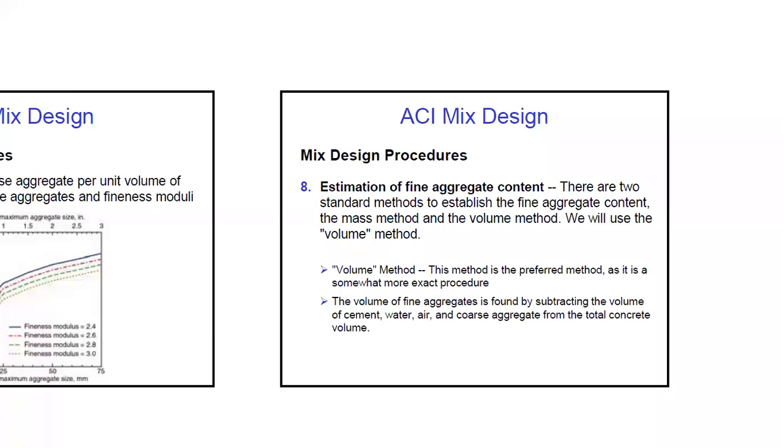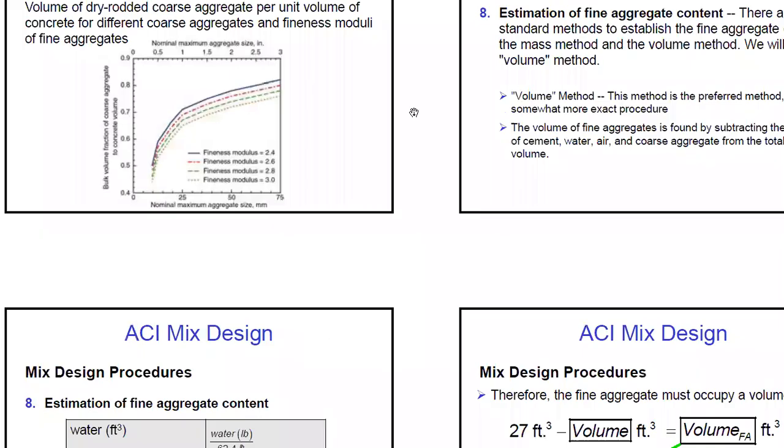So estimation of fine aggregate content: there are two standard methods to establish the fine aggregate contents, the mass method and the volume method. We will use the volume method. This method is the preferred method as it is somewhat more exact procedure. The volume of fine aggregates is found by subtracting the volume of cement, water, air and coarse aggregate from the total concrete volume. This is the whole idea now.